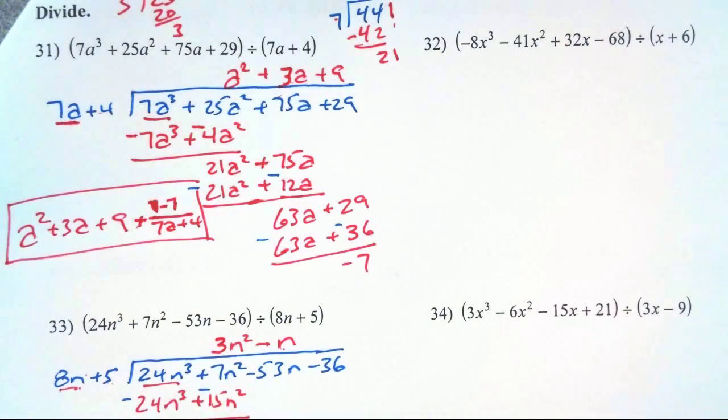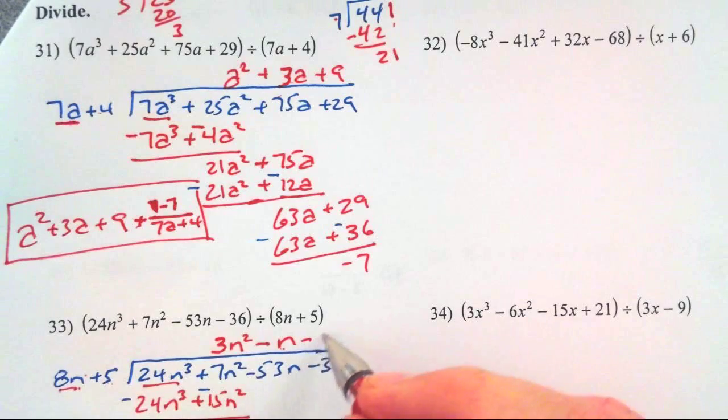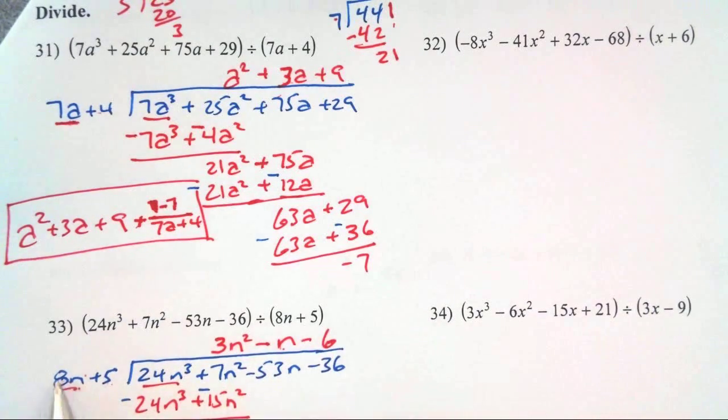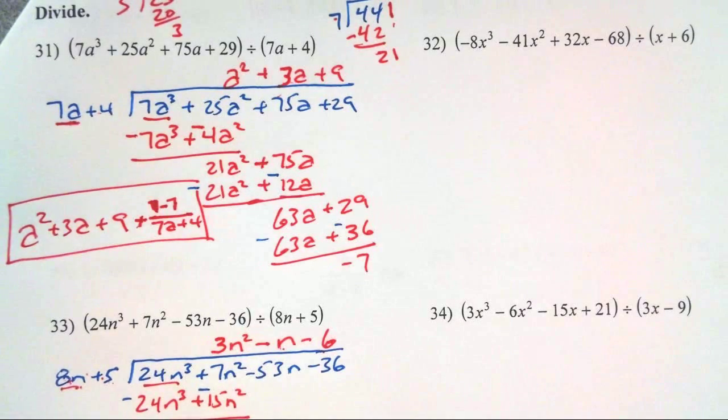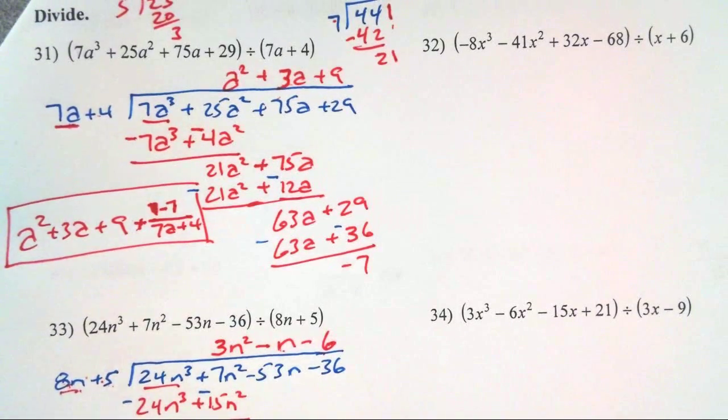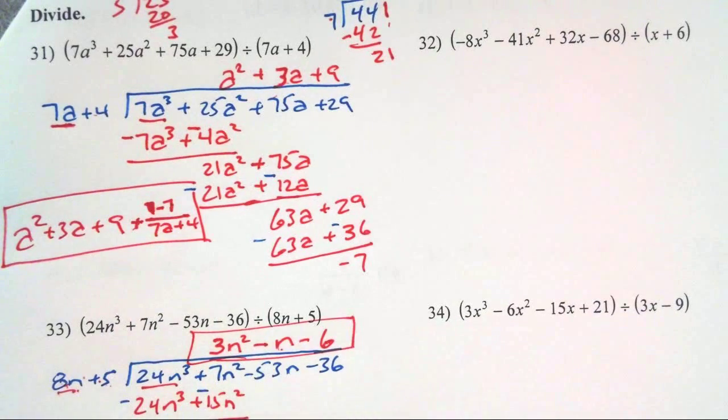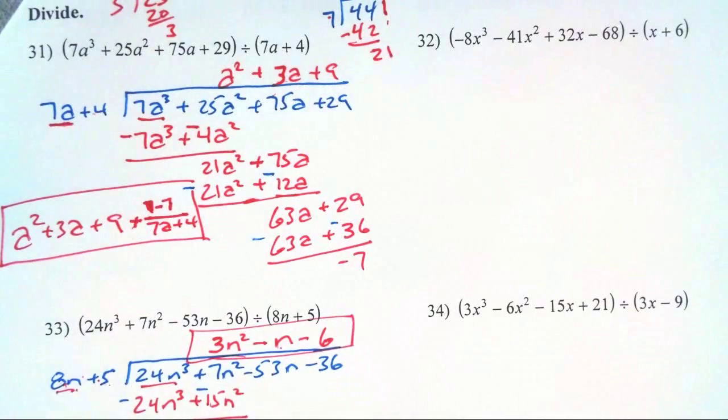Simple. 8n times what is negative 48n? Negative 6. Negative 6 times 8, negative 48. Between them, there's just the one n. Negative 6 times 5, negative 30. But we are subtracting. N's cancel, that's why we did it. The negatives are stronger than the positives by 6. Negatives win. So we end up with 3n squared minus n minus 6, minus 6 on 8n plus 5. A little crowded in there.